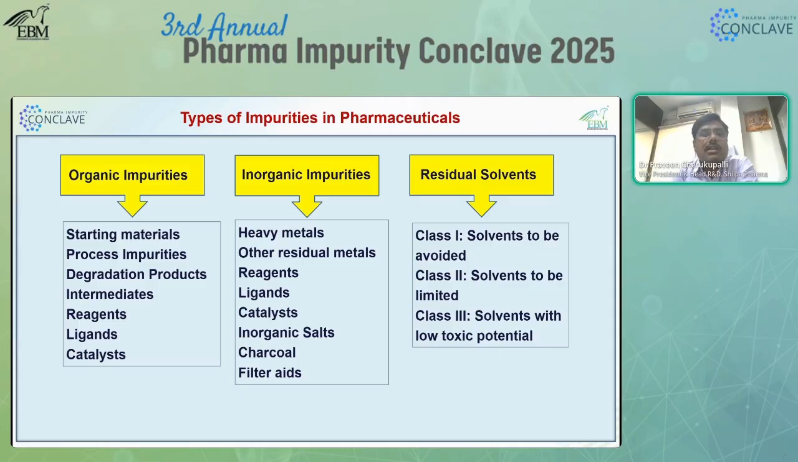These are, as you people know, class 1, class 2, and class 3 solvents. These need to be controlled adequately. In most cases we will avoid the usage of class 1 solvents, class 2 solvents will be minimized, and class 3 solvents generally the process chemists will use for the manufacturing of the APIs.